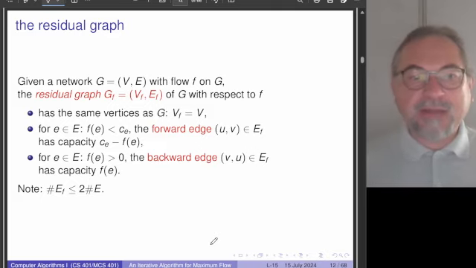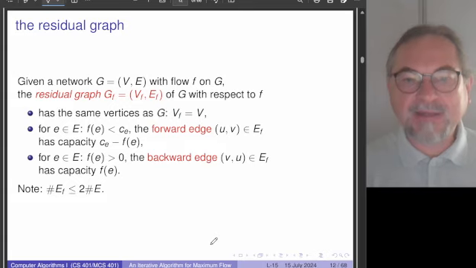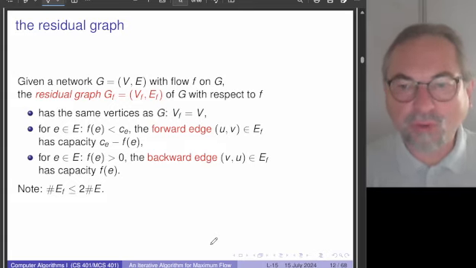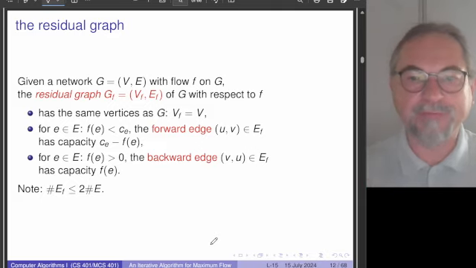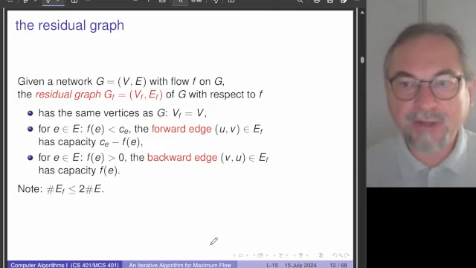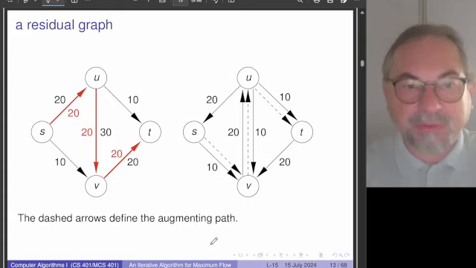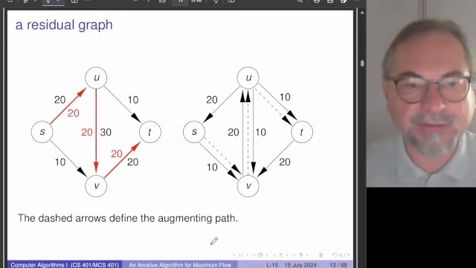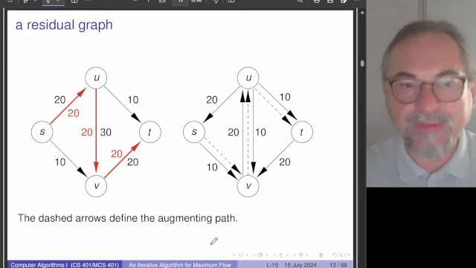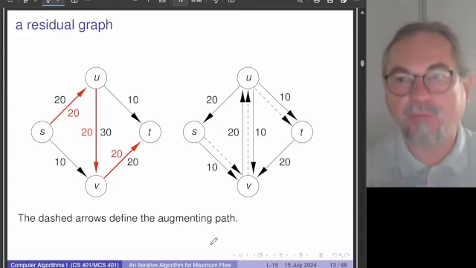Note, how large is that residual graph? Well, it's of the same size as the original graph. At most, we are going to double the number of edges. So the size of the graph is of the same order, same vertices, potentially doubling the number of edges. Here is an example of a residual graph. At the left, we see in red the flow. We have a flow of 20 from source to vertex U, and 20 is also the capacity. So there is no forward edge anymore.